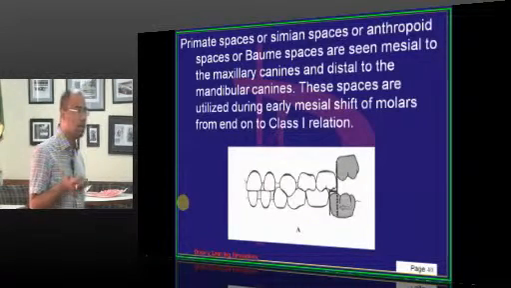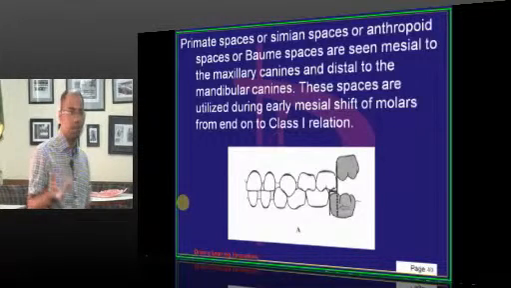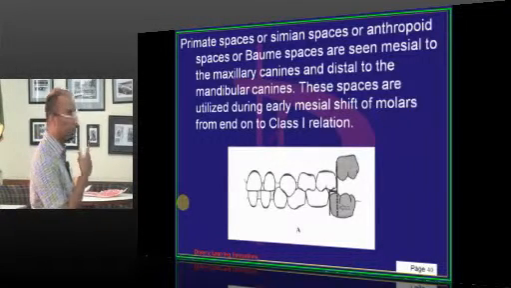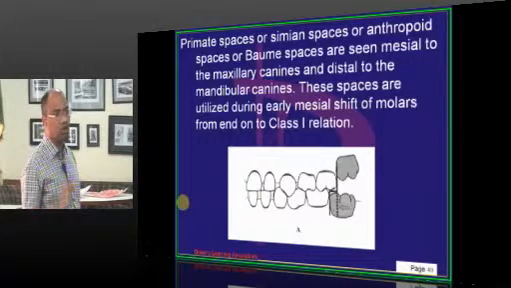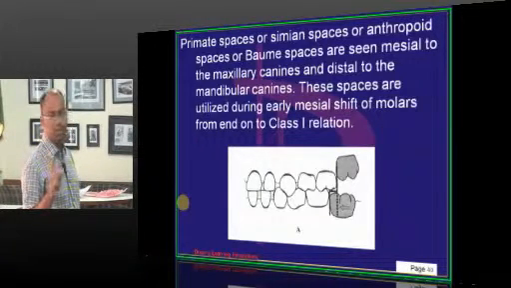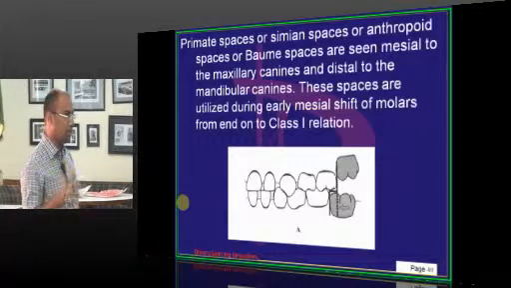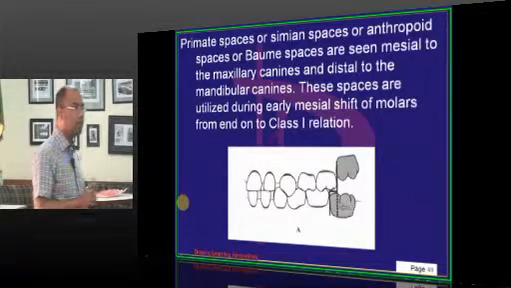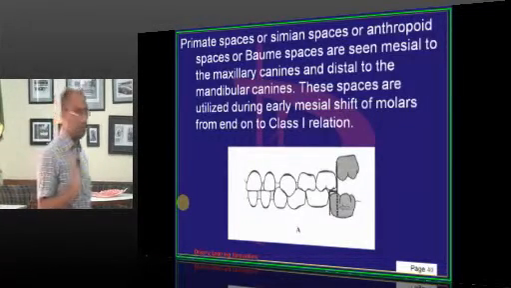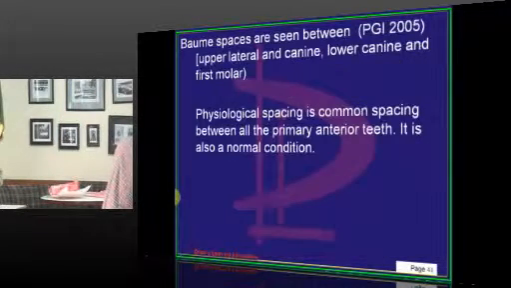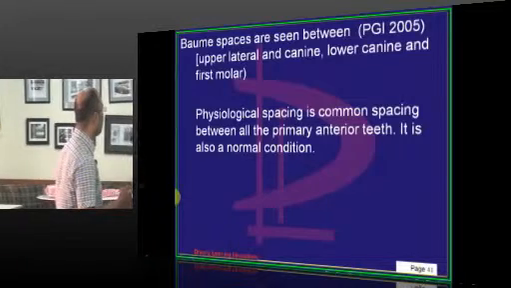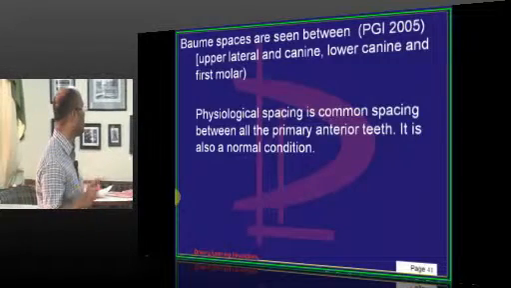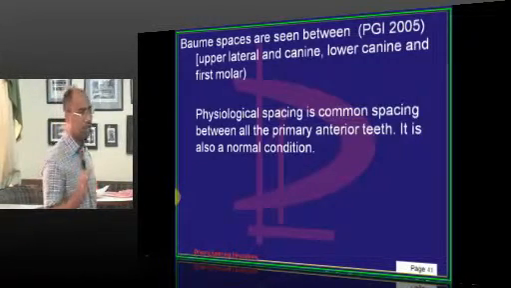So, the mesial migration to a class 1 molar relationship is accomplished by either early mesial shift or late mesial shift. Early mesial shift is because of your primate spaces, or simian spaces, anthropoid spaces or Baum spaces, which are seen in the upper between B and C and lower C and D. And late mesial shift is because of the leeway space of Nance, which is 1.8 millimeters in the upper and 3.4 in the lower. Clear? So, Baum spaces are seen between the upper lateral and canine, lower canine and molar. This physiological spacing is common between all the primary teeth and it is absolutely normal.